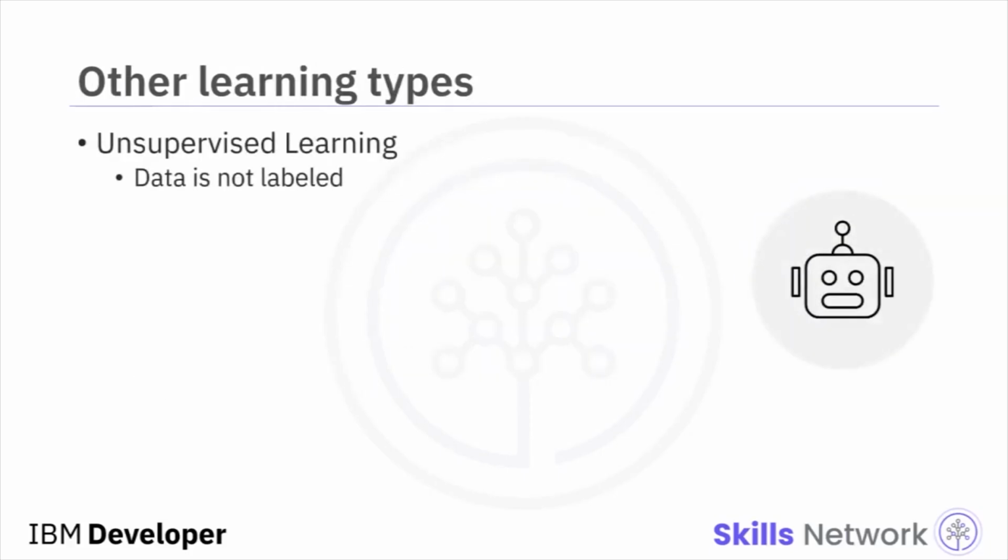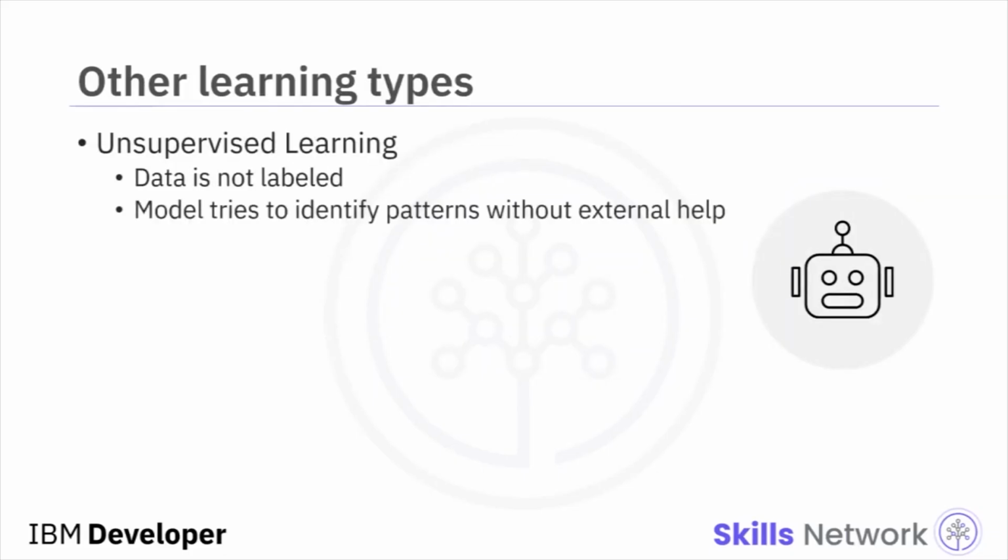In unsupervised learning, the data is not labeled by a human. The models must analyze the data and try to identify patterns and structure within the data based on its characteristics.